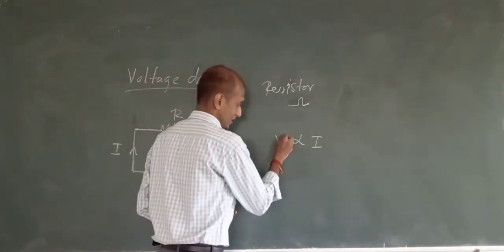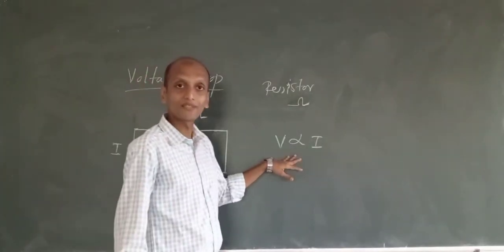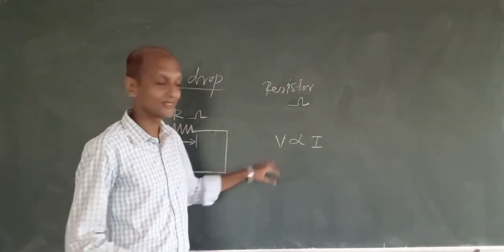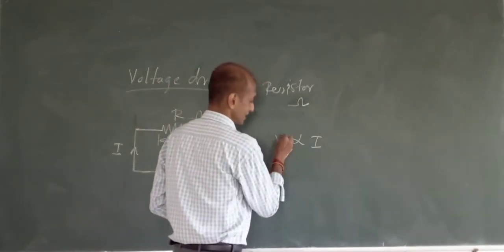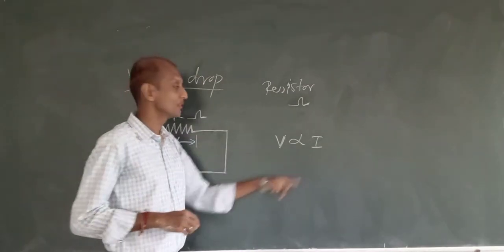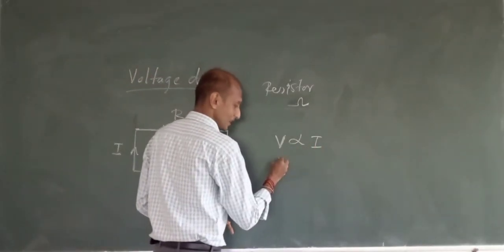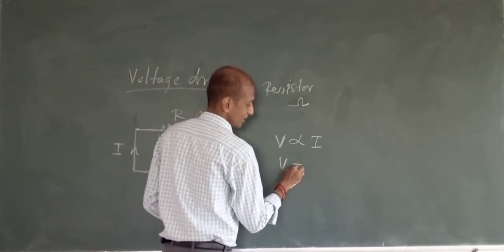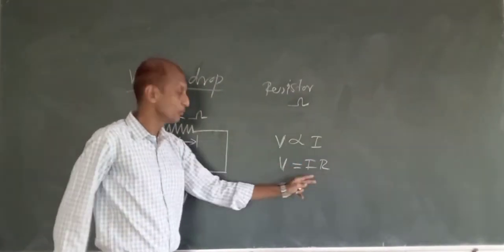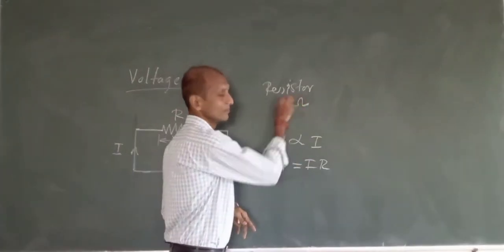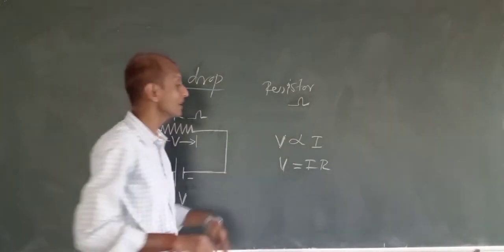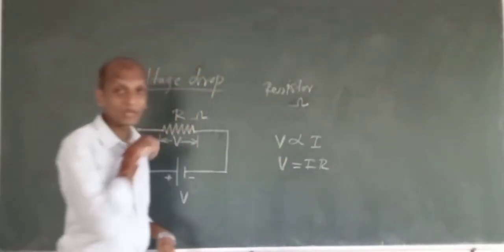So what does Ohm's law say? Current flowing through a conductor is directly proportional to the voltage applied across its ends, isn't it? So the voltage applied is proportional to the current flowing in the circuit. This proportionality is taken with a constant: V is equal to I into R, where R is the constant of proportionality, called resistance, and its SI unit is ohms.